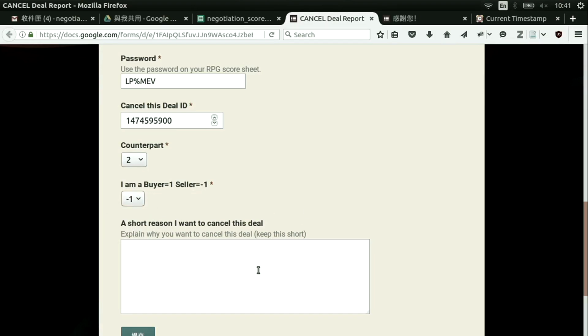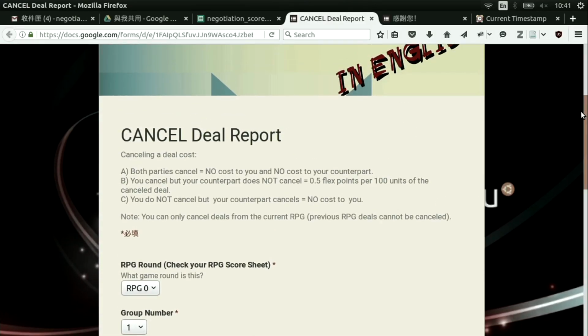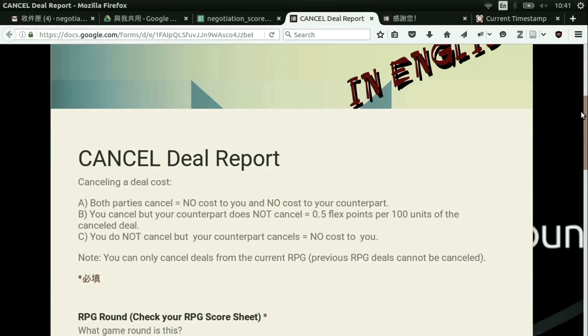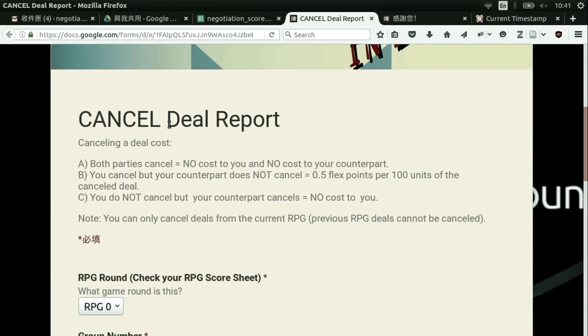And then I can write a little reason here. Now you don't have to write a reason, but you can if you want to. We found a better deal. There's nothing to stop you from doing that. However, there's something you need to remember, and that's right up here at the top of the form. It might cost you money, or it might cost you something to cancel the deal.